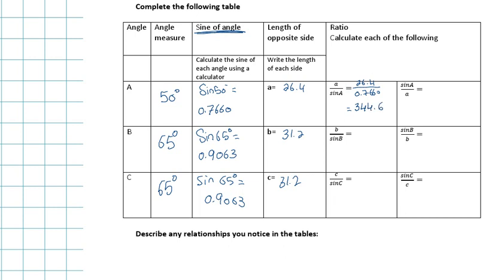Now we have to do the same thing for B. We have to take side B and divide it by sine B. I don't think that's right. So that's 34.46. Okay, that makes more sense. Make sure your calculators are in degree mode, people.